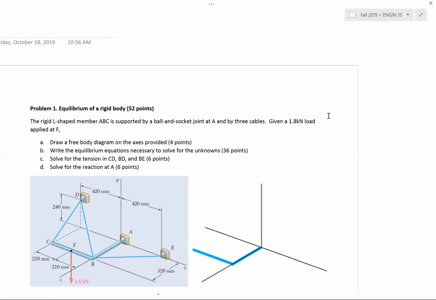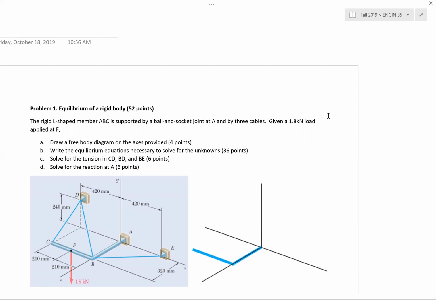Given that there's a 1.8 kilonewton load applied to F, we're asked to find several things. First, we're asked to draw a free body diagram on the axes provided. I'm going to draw them on some axes that I've drawn below so we can see them a little bit better. Next, we're asked to write the equilibrium equations necessary to solve for the unknowns.